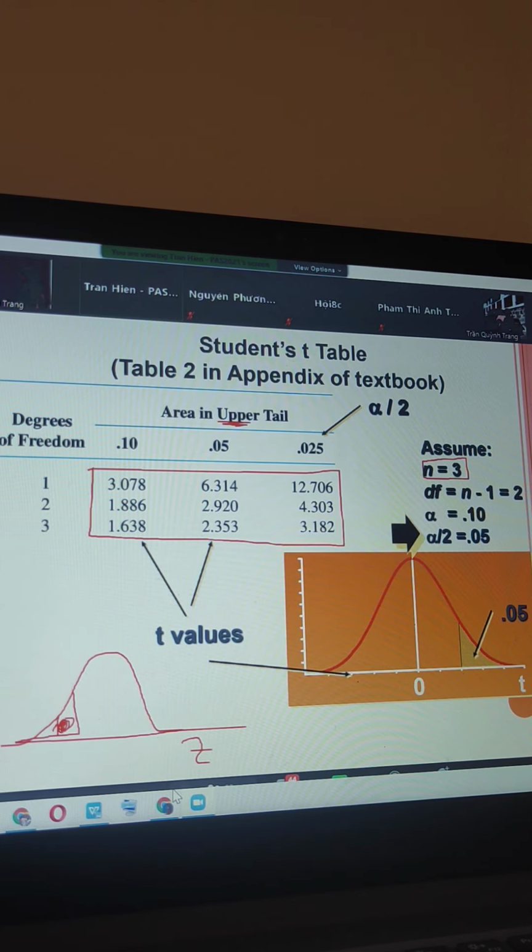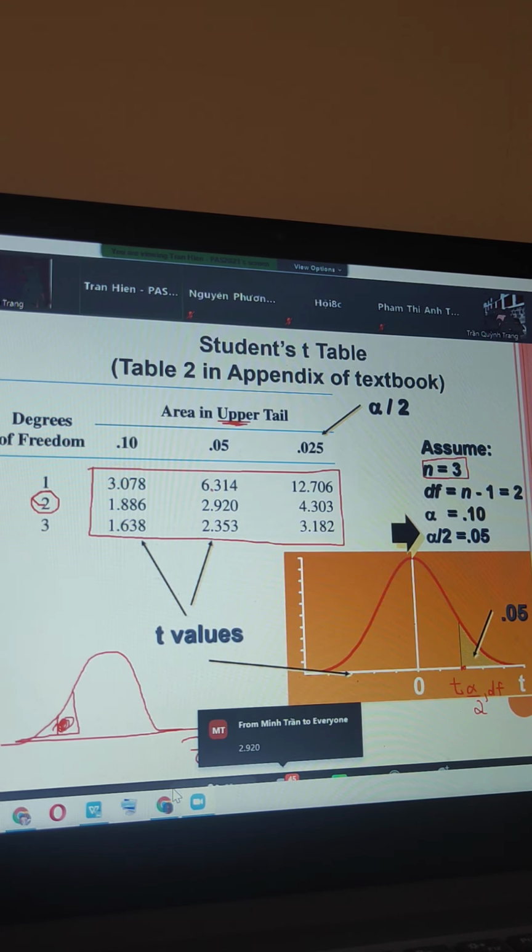So can you find the value at this point, t of alpha over 2, where the degree of freedom equals 2? Can you search and give me the answer for that value of t? First of all, you have to search the degree of freedom, and in this case, it equals 2.